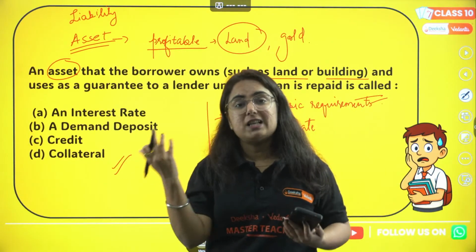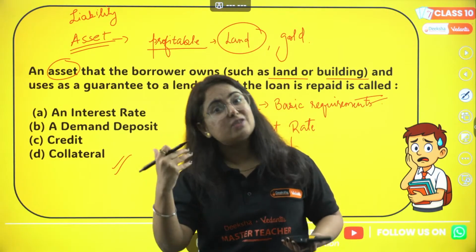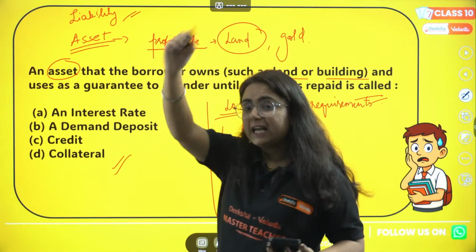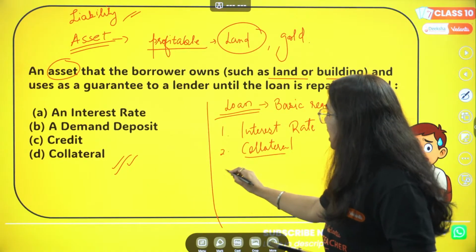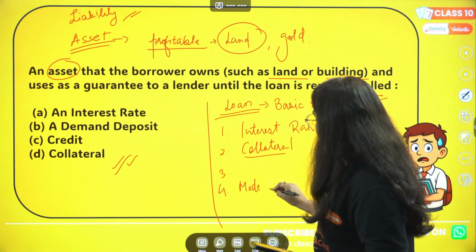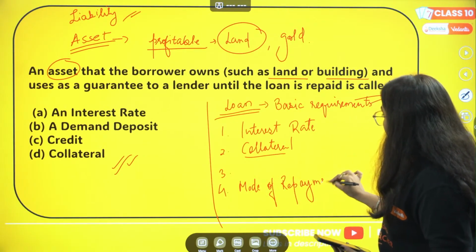But if you bought a bike and sold it after 1 year, will you get a higher price or a lower price? A lower price, and this is how it becomes a liability. So here the asset is basically the collateral. Okay, what are the other two things? One is mode of repayment. What is the third one?